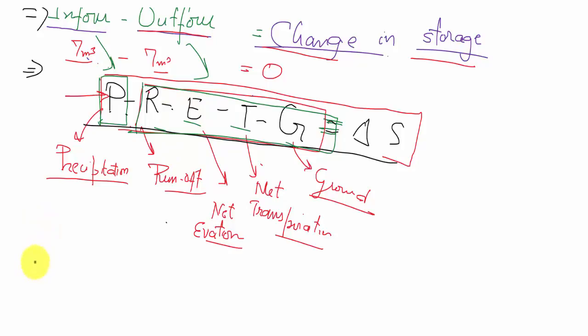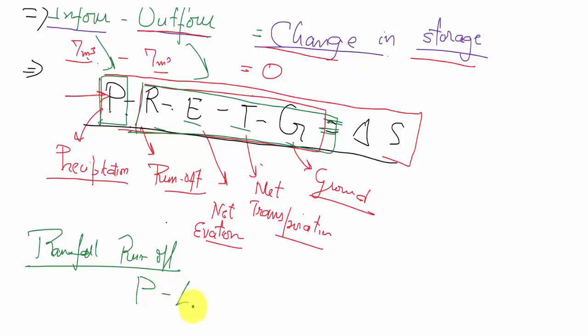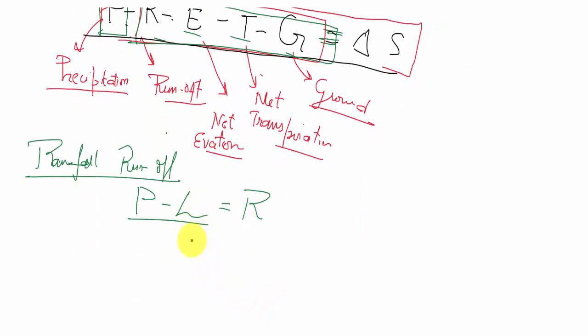In terms of the rainfall runoff equation, it is very simple. We say that there is precipitation minus loss. Whatever losses are there, it will come as R. R is runoff, whatever water has run away. So whatever water is falling here and whatever water is lost, finally the thing which reaches here is called runoff.